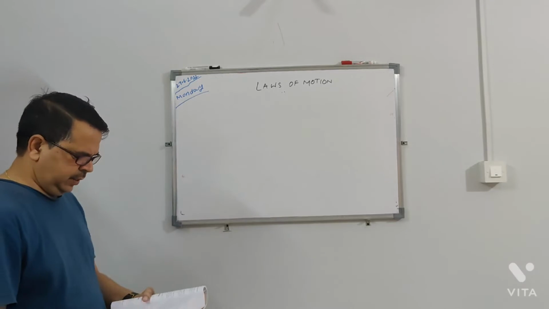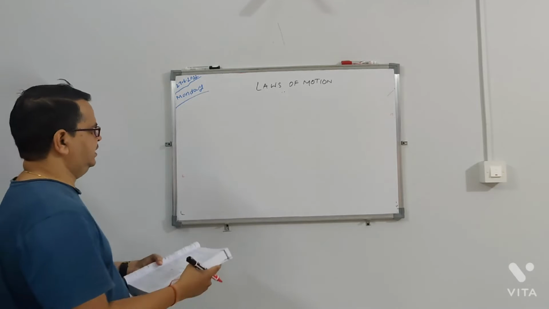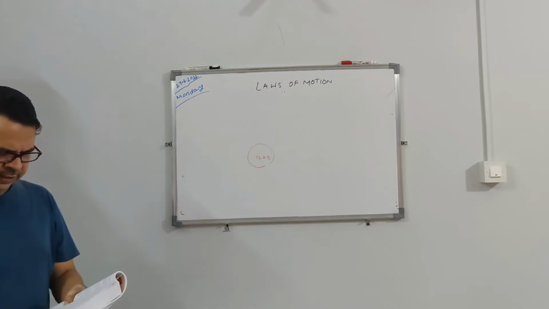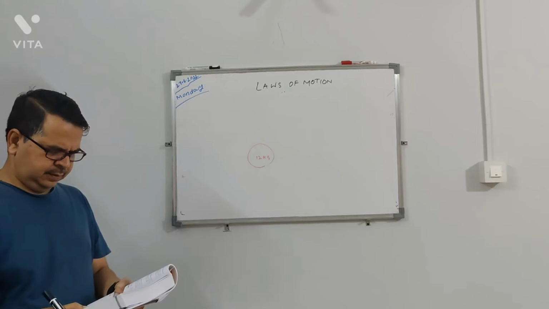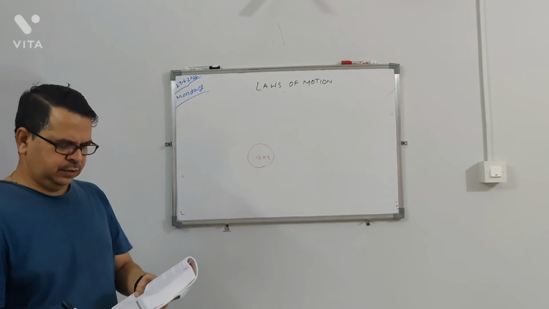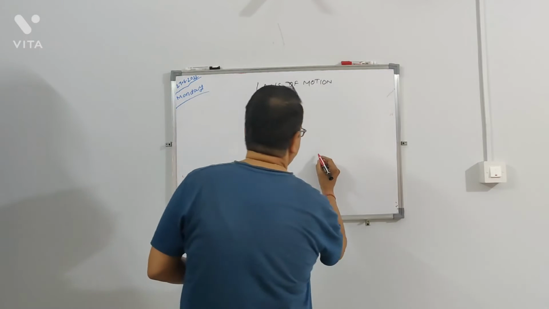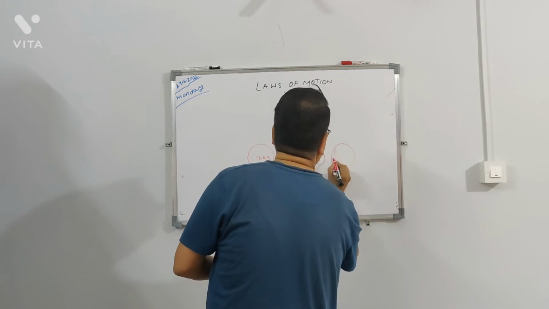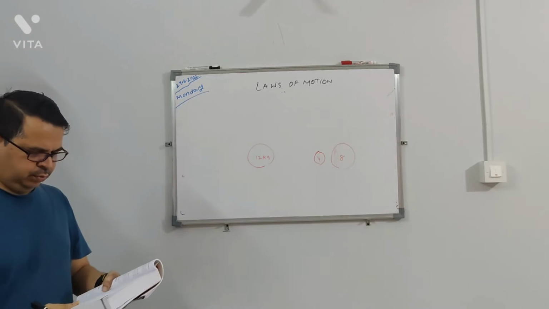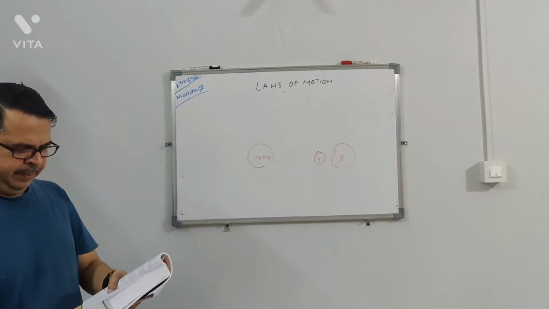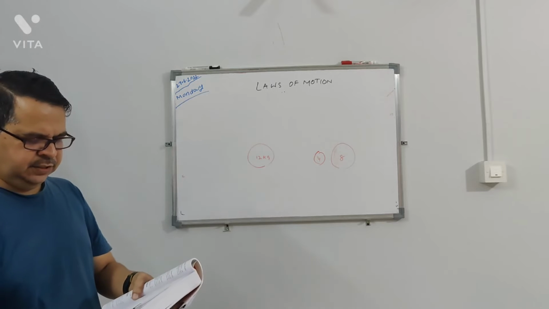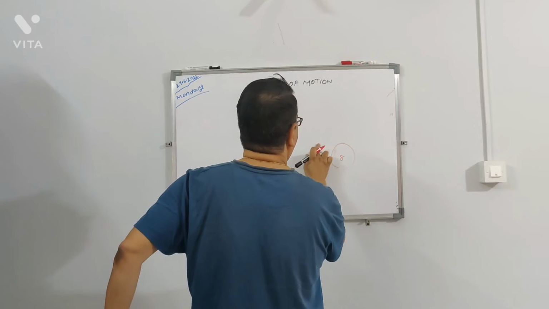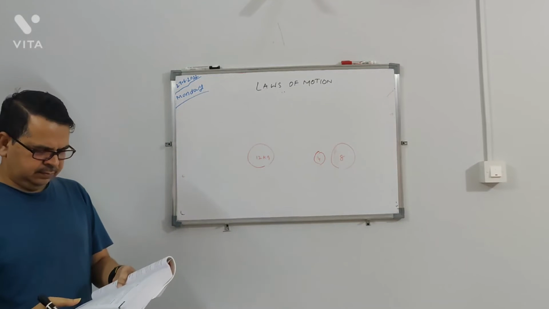So there is another numerical. A bomb of 12 kg mass explodes into two pieces of 4 kg and 8 kg. So it is exploding into two pieces, one is 4 kg and one is 8 kg. If the momentum of the 4 kg mass is 20 Newton second, the 4 kg mass will have one momentum and the 8 kg mass will have another momentum.